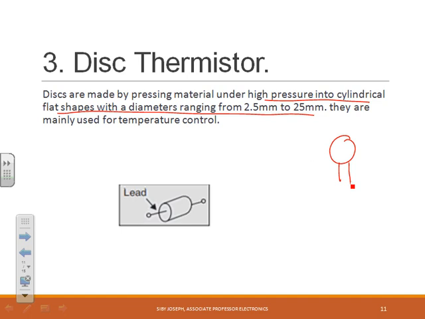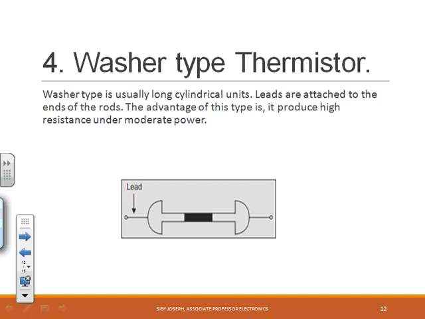For temperature control. And the fourth type is called washer type thermistors. The washer type is usually long cylindrical units as shown in the figure. There are two leads. The leads are attached to the ends of the rod. The advantage of this type is that it produces high resistance under moderate power. So these are the different types of thermistors.